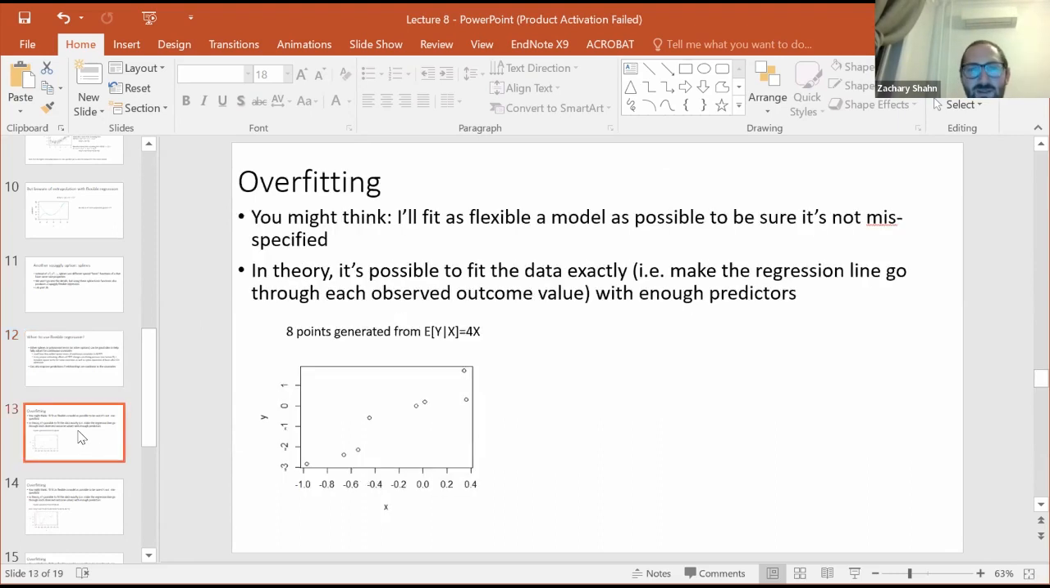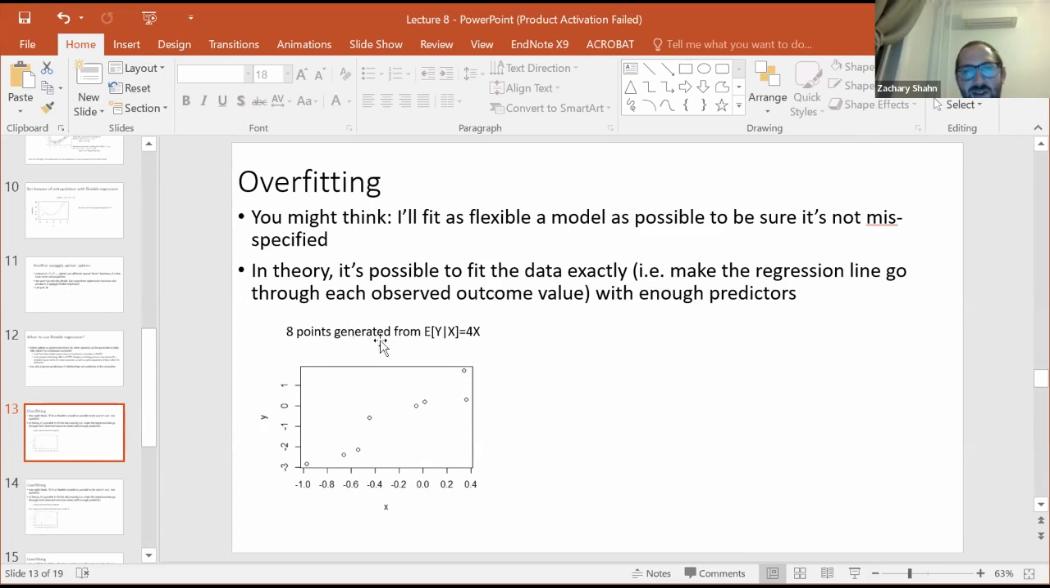That brings us to overfitting. All this talk about how good it is to be flexible, but you can be too flexible, right? We're talking about how great it is that you can fit as flexible a model as possible and be almost sure that it's not misspecified because it could capture practically any relationship. Here's the problem with that approach. An illustration of that problem is that in theory, it would be possible to actually fit the data exactly. You could make the regression line go through each point if you include enough predictors.